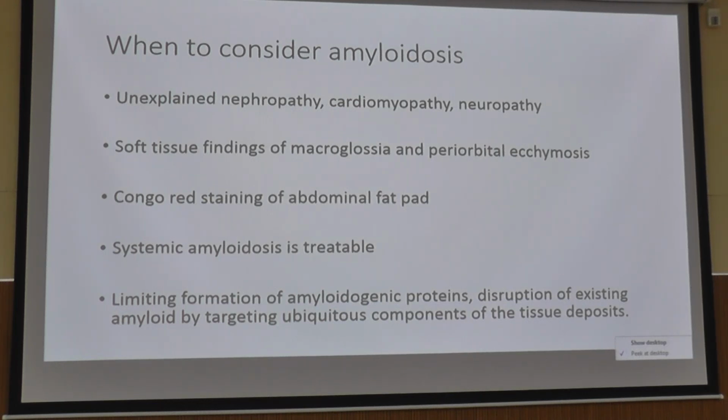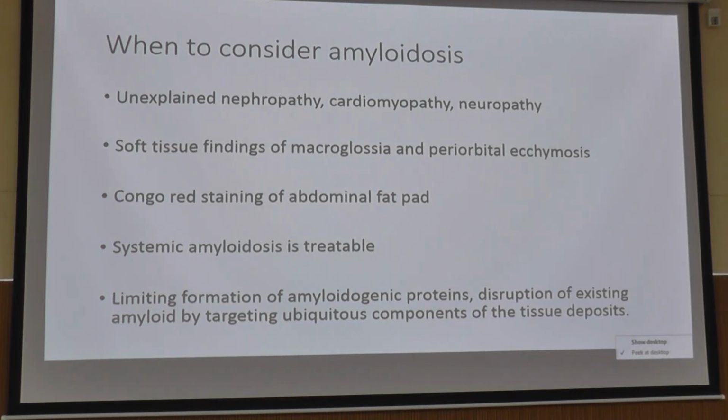The important thing you need to remember: when am I going to think of amyloidosis? You have multi-organ involvement. Unexplained nephropathy, cardiac involvement, and neurological involvement, particularly neuropathy or autonomic neuropathy. Soft tissue findings like macroglossia and periorbital ecchymosis. Then a very simple test, with just local anesthesia only: you do abdominal fat aspiration. Systemic amyloidosis is definitely a critical condition.